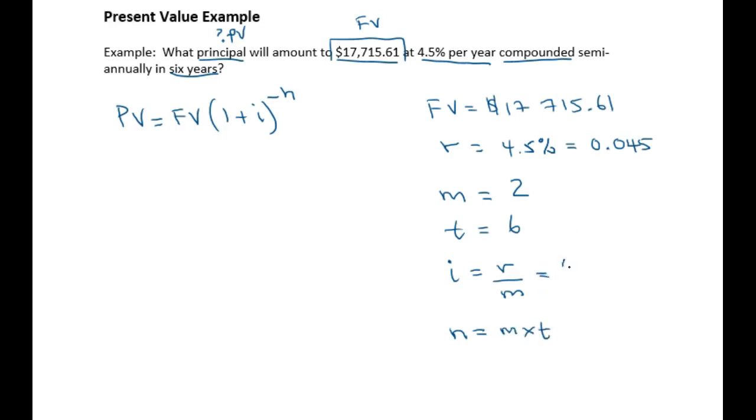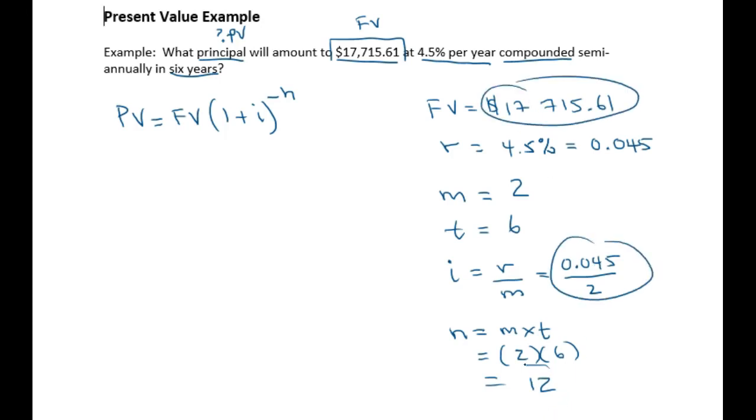So r is 0.045. We're compounding semi-annually, so twice a year. So that's divided by 2. And then our n value is our m, which is 2, multiplied by our time frame, which is 6. So that's equivalent to 12. So again, we have our three values that we can substitute into our formula.